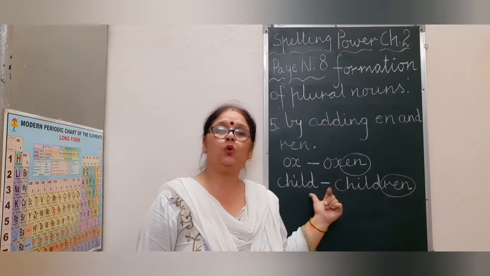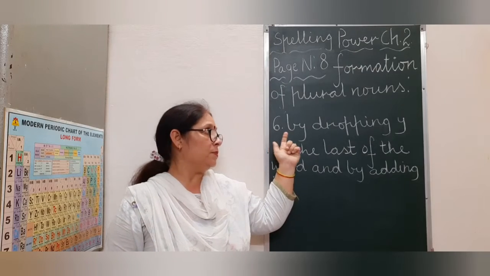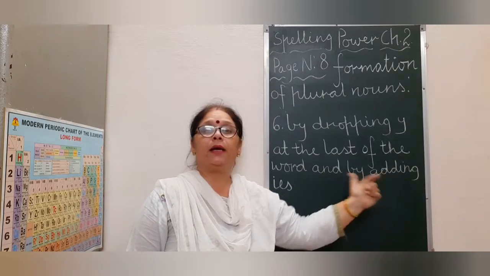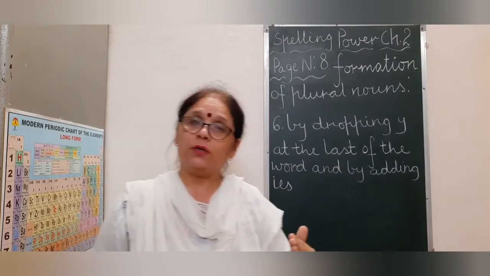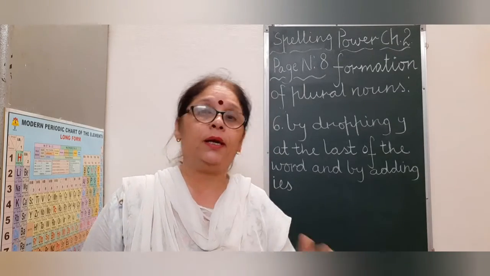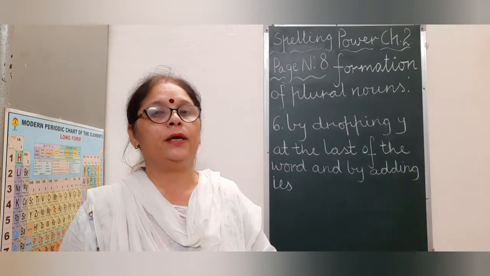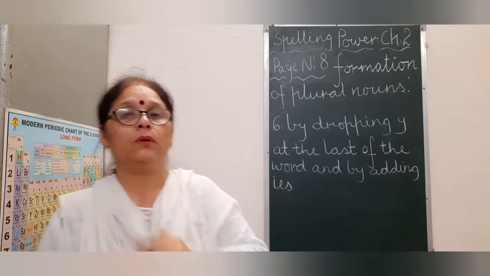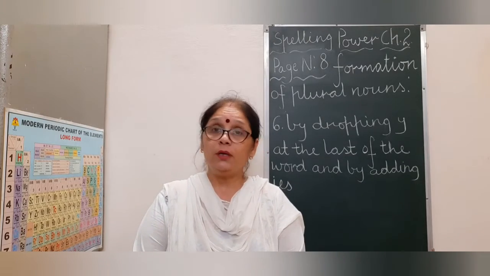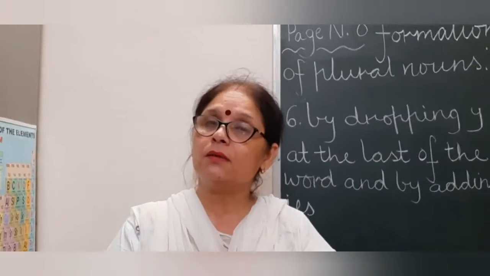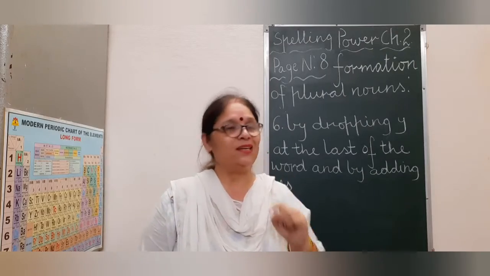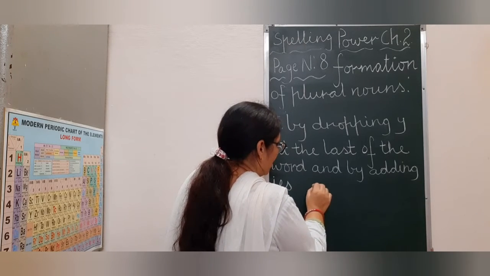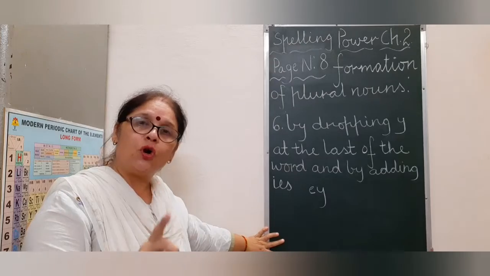Students, the next rule is by dropping y at the last of the word and by adding ies. जब किसी word के last में y होता है, we have to drop that y and we add ies to form the plural noun. But when do we do this? Not in all cases when we are having y at the last. Then when? Listen. When there is vowel before the y, then we do not drop it.